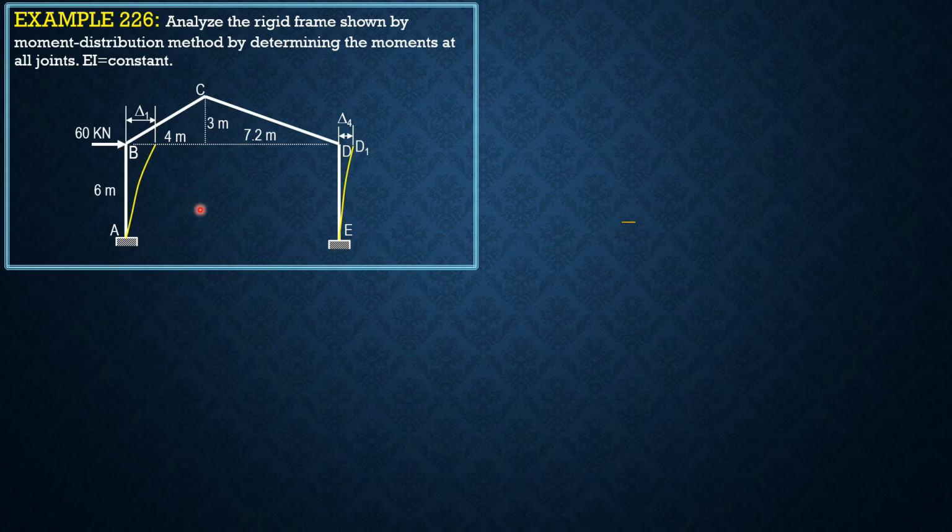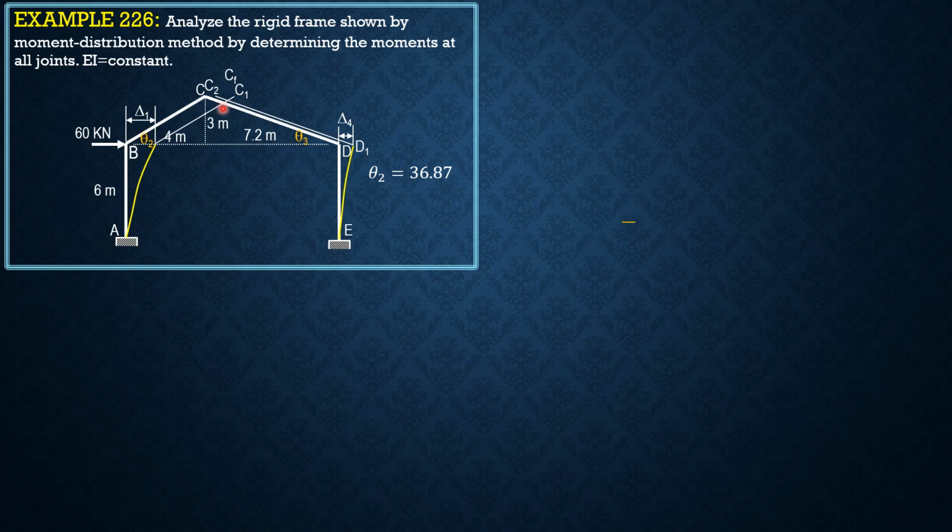And to locate C, we draw lines parallel to BC as well as parallel to CD. So we call this C1. CC1 is also delta 1, as shown. Then we have C sub 2 here. CC2 is delta 4. So this is the final position of point C due to the sideway displacements. Call this theta 2, theta 3.